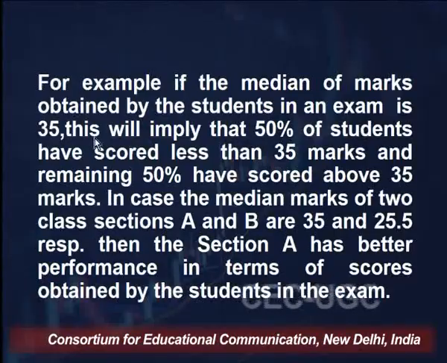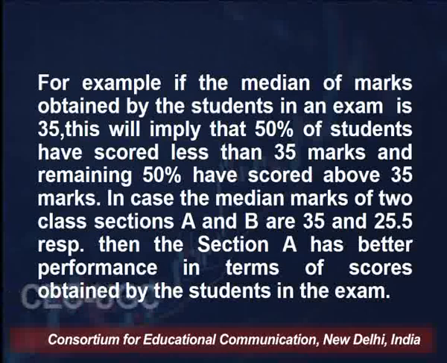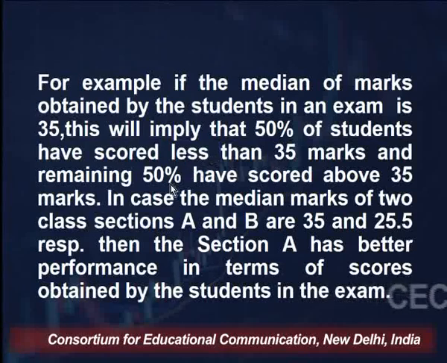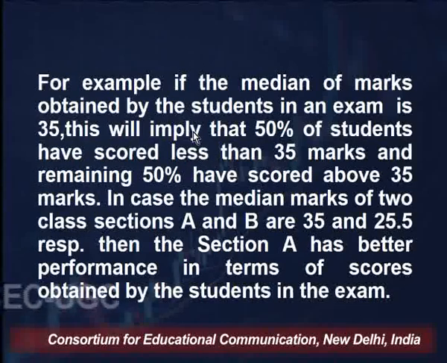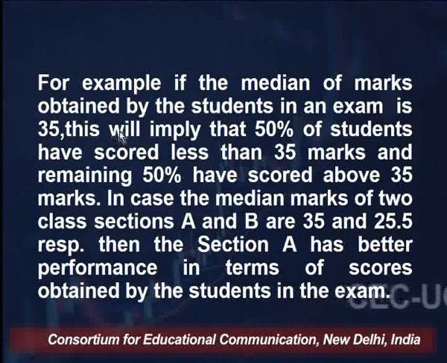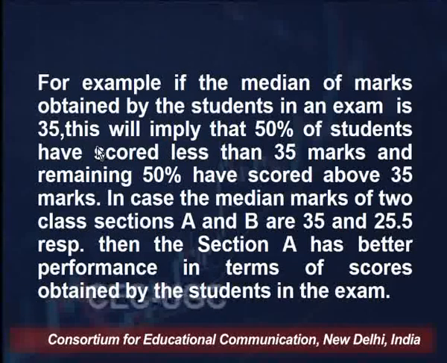What I mean to say is the following. For example, suppose I am given that the median of the marks obtained by students in an exam is 35. Then what does 35 denote? 35 is that mark below which 50% of students have scored and above which 50% of students have scored. If you count the total number of students who have got marks less than 35, they will be approximately 50%, and the number of students who have scored marks more than 35 will also be 50%.